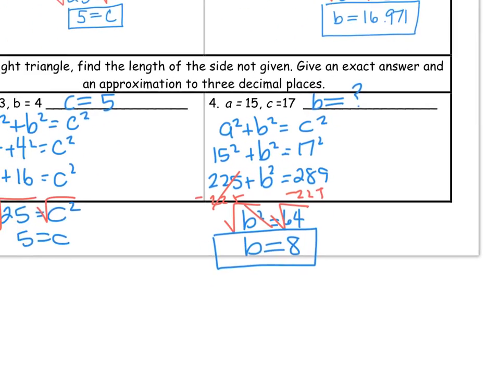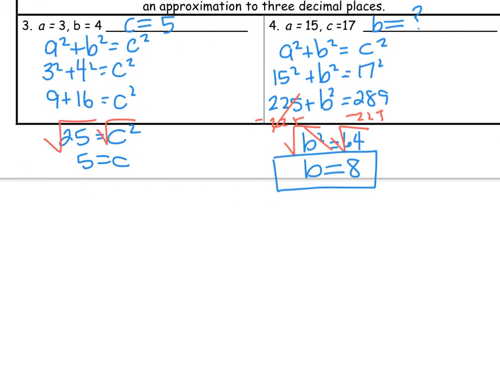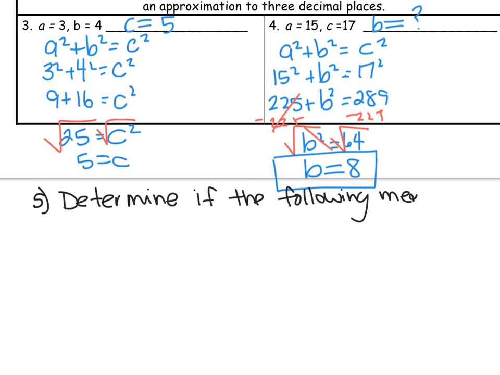Okay, there's one last type of problem I want to show you that's not on these notes, but I would like you to write it down in the notes. It's when you're given 3 sides of a right triangle, and you have to determine if the following measurements will form a right triangle. So we're going to call this example 5.